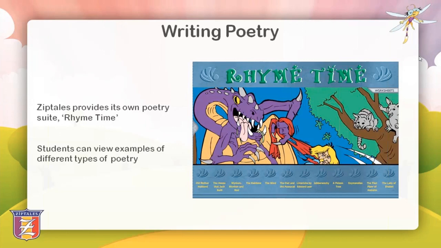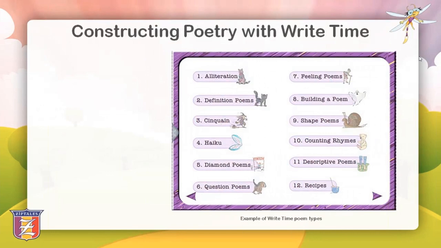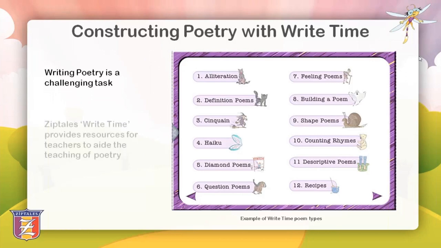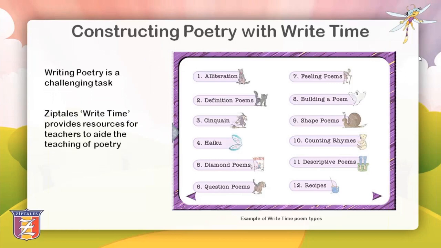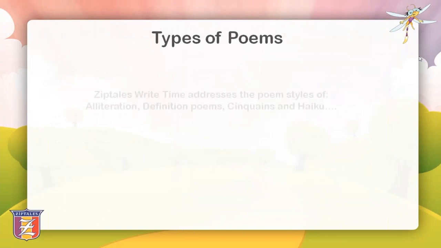As you will know, ZipTales has its own special poetry suite, Rhyme Time. As well as the 12 classic poems presented there with high-quality readings by trained actors, there is a wealth of lesson plans and worksheets. However, teaching the writing of poetry is another matter. In the Right Time set, we take the approach of offering a set of options to teachers.